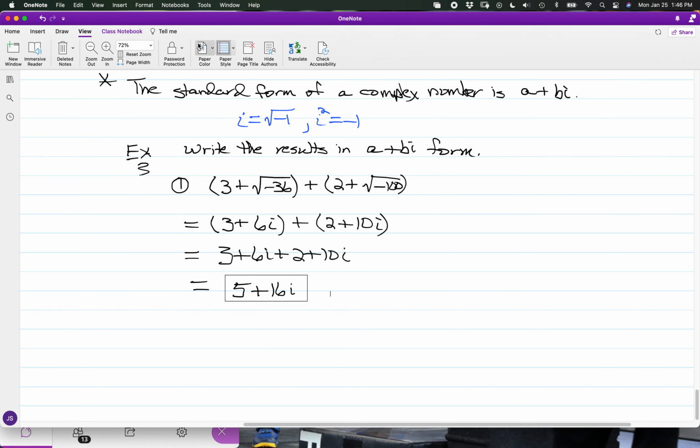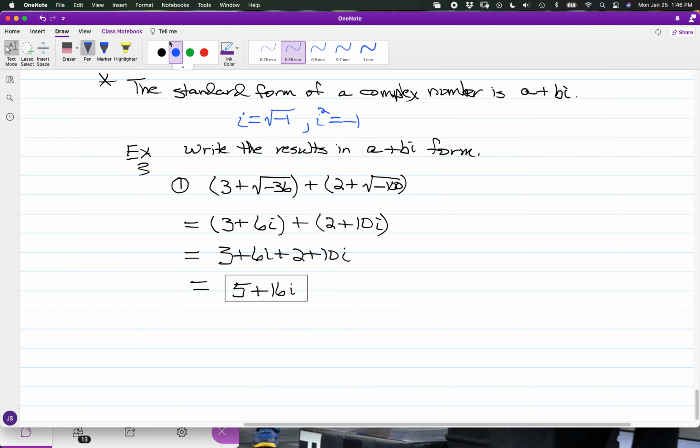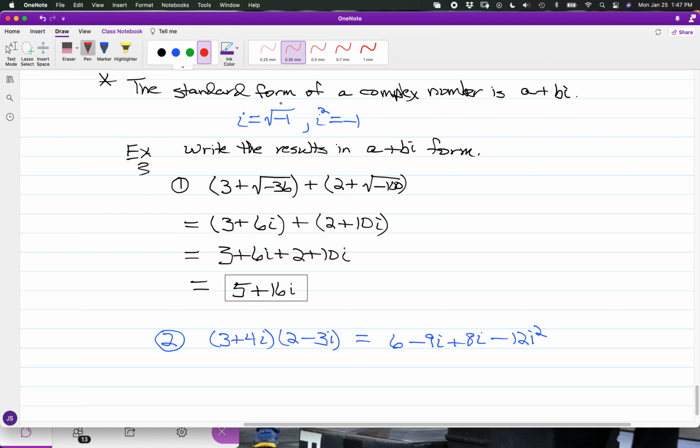And just to squeeze in, I'm just going to draw this up. Let's say I have 3 plus 4i times 2 minus 3i. If I FOIL out, I get 6. 3 times -3i is -9i. The inside product becomes 8i. 4i times -3i is going to be -12i squared. And again, i squared is equal to -1.